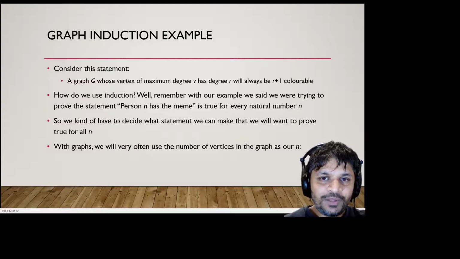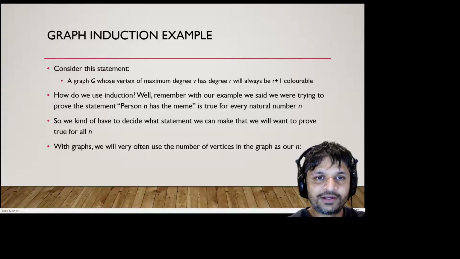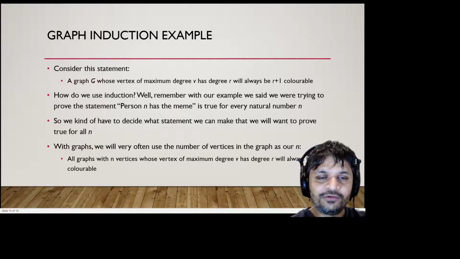So when I want to pick an n that can potentially increase and make my problem size more and more complex, I'll often use n to represent the number of vertices in the graph, right? This is true generally when I'm doing induction on graphs, but it's not always true. It's just commonly true. Then I could rewrite the top statement to be: all graphs with n vertices whose vertex of maximum degree V has degree R will always be R plus 1 colorable. Yeah, you thought that example was fun, but now I'm hurting you, hey? So pause and think about what that statement means for a while. And once you've got it, just hit play again.